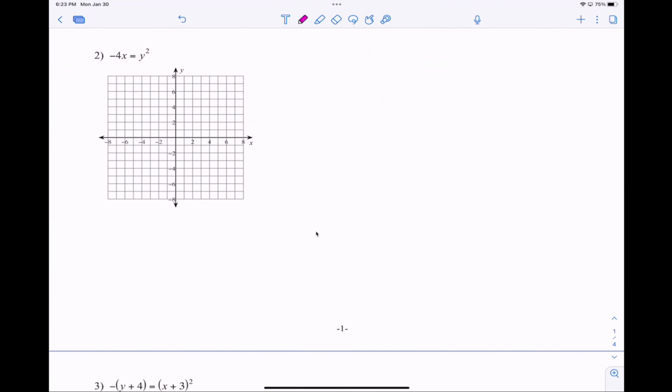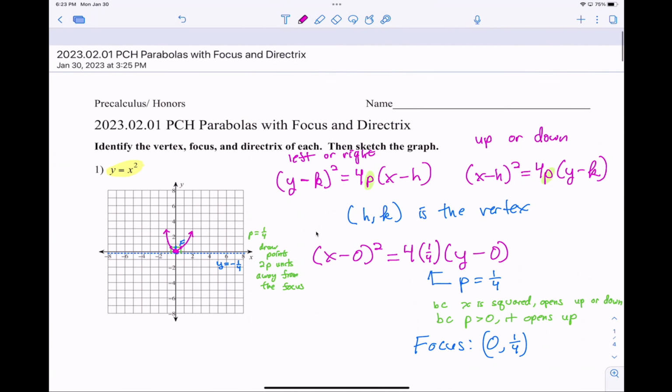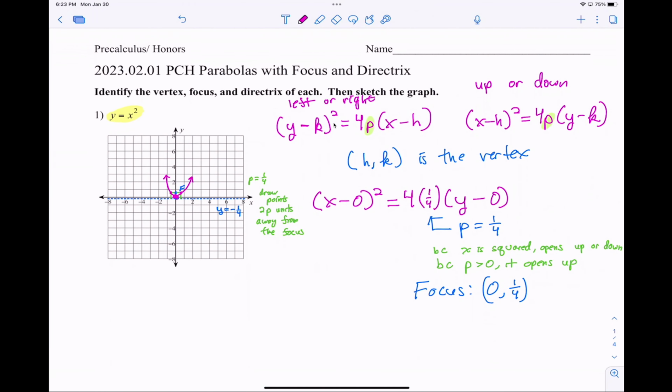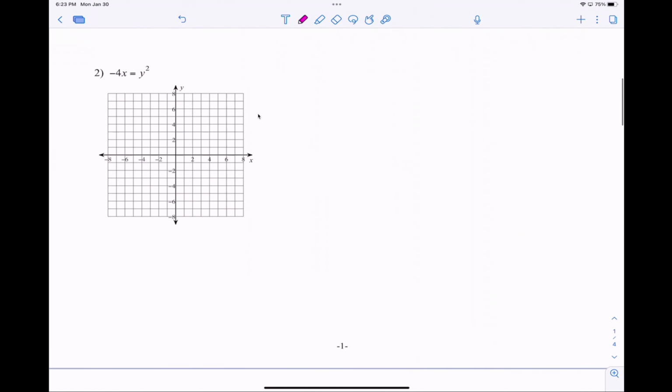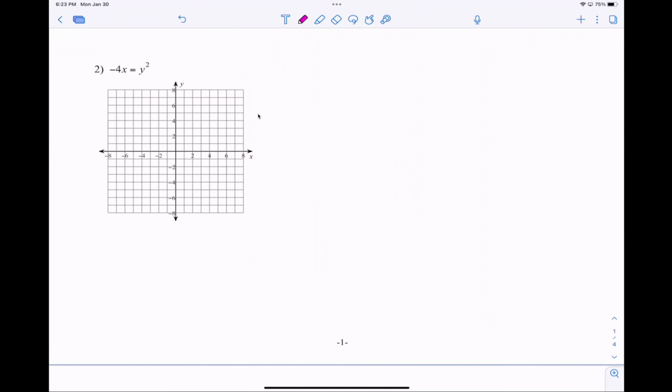So I'm going to rewrite this. In general, we like to keep the side that's squared on the left. You don't have to, but it's what most people are used to seeing. It's basically kind of a tradition at this point. So since the y is what's squared, I am going to write y minus 0 squared.